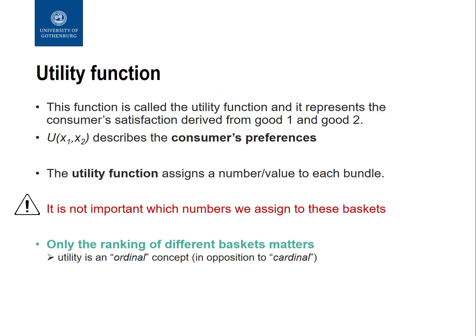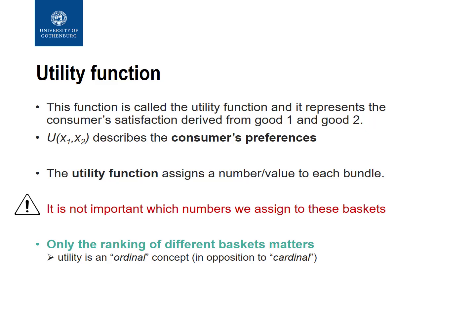This function U is called the utility function, and it represents the consumer's satisfaction derived from good 1 and good 2. This is the function which describes the consumer's preferences. This is an overarching concept in consumer theory. As we saw on the previous slides, the utility function assigns a number to each bundle, but importantly, it does not matter which number is attributed to these baskets. Only the ranking of each basket matters. This refers to the fact that the utility function is an ordinal concept, as opposed to cardinal, where the numbers matter.